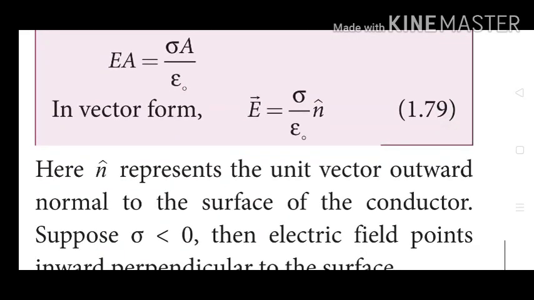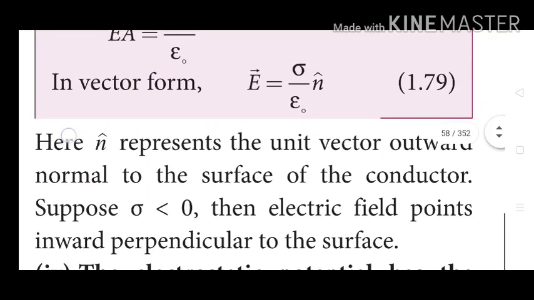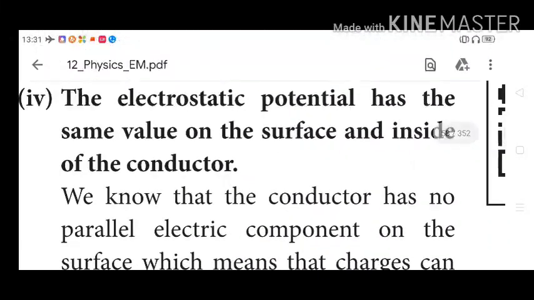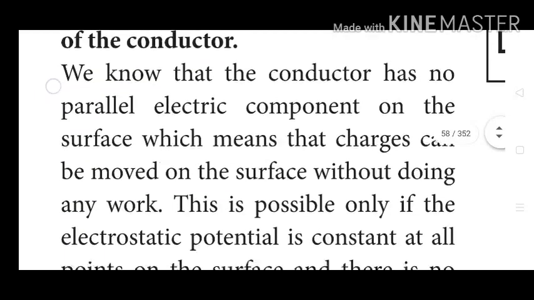E is the electric field, A is the area of the surface, sigma is the charge density, epsilon is the permittivity. In vector form, E vector is equal to sigma by epsilon naught n cap. N cap represents the unit vector outward normal to the surface of the conductor. Suppose sigma is less than 0, the electric field points inward, perpendicular to the surface.